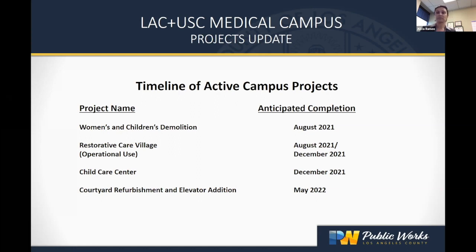And then moving on to the Child Care Center, that project has experienced some delays. It will be pushed to the end of this year. So just a heads up on that. And then coming up shortly, we have the courtyard refurbishment and elevator addition, which will be right in the courtyard area between the new hospital and the outpatient building. We will complete that in May of next year, 2022. Next slide, please.